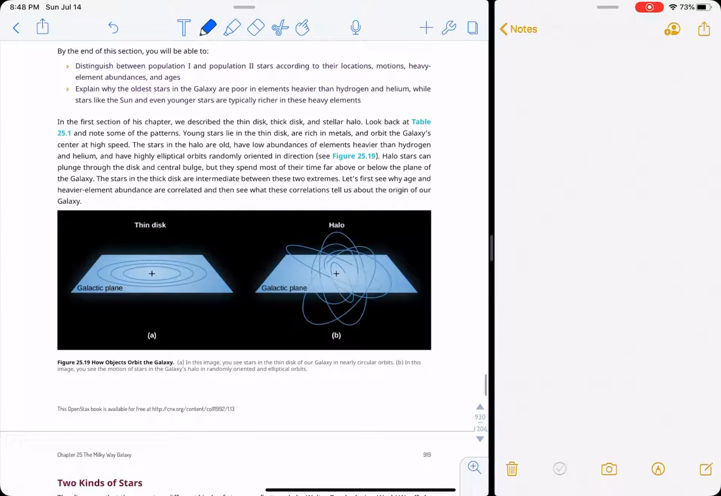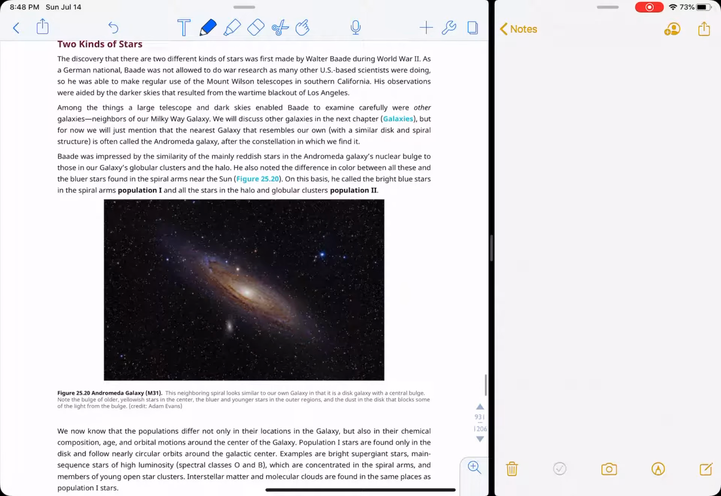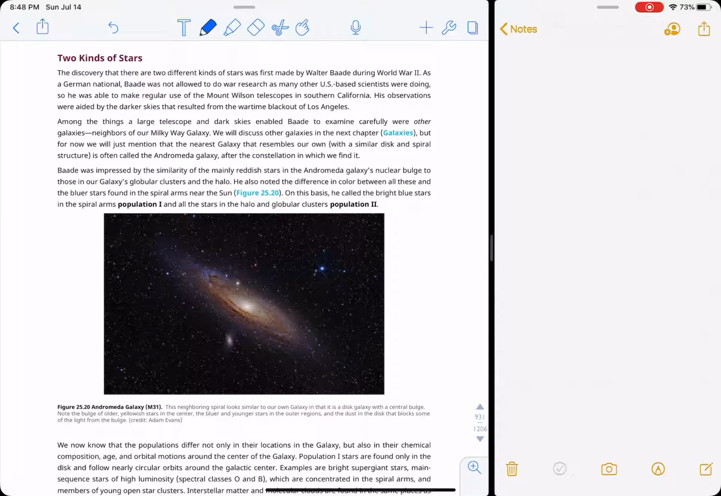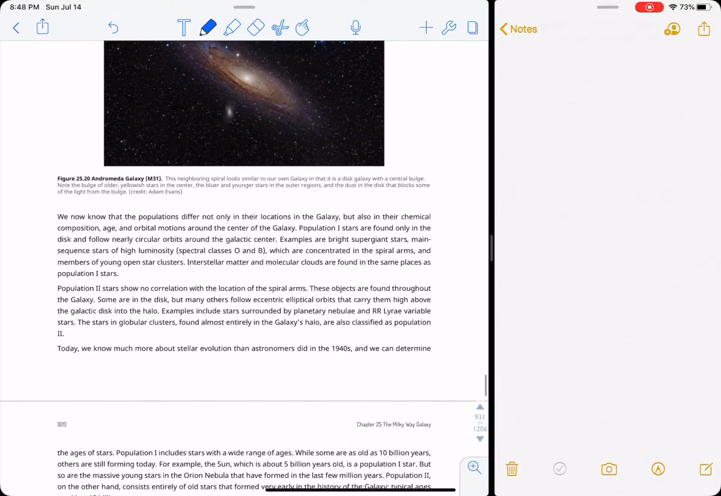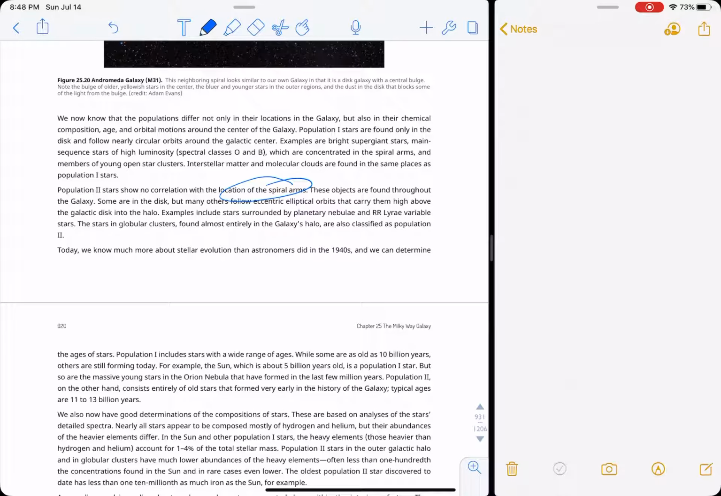Okay, so there's two ways to differentiate where stars are. There's stars that orbit in the disk, and then there's stars that orbit in the halo all the way out, and they're different. So there's a beautiful image of Andromeda right here. Two types of stars, population 1 and population 2 stars, and they differ not only in their locations in the galaxy, but also their age, their composition, and so on. Population 1 stars are in the disk, following circular orbits. Population 2 stars are just all over the place.